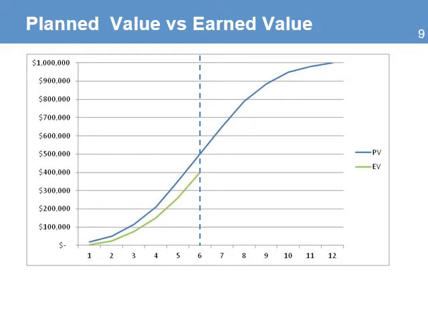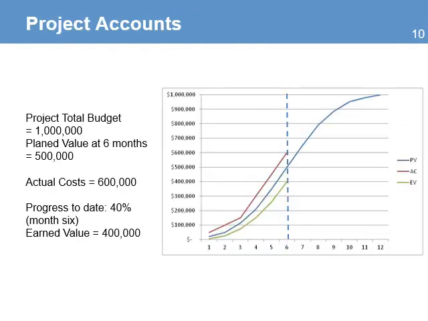On the same chart, when earned value is plotted here on the green line, you can see the value of what the project has delivered, $400,000. There is another variance. In this case, earned value is less than planned value by $100,000. Here's the chart with all the values from the project. The total budget is $1 million. The planned value at month 6 is $500,000. The actual cost at $600,000. Progress to date, which is 40%, represents an earned value of $400,000.